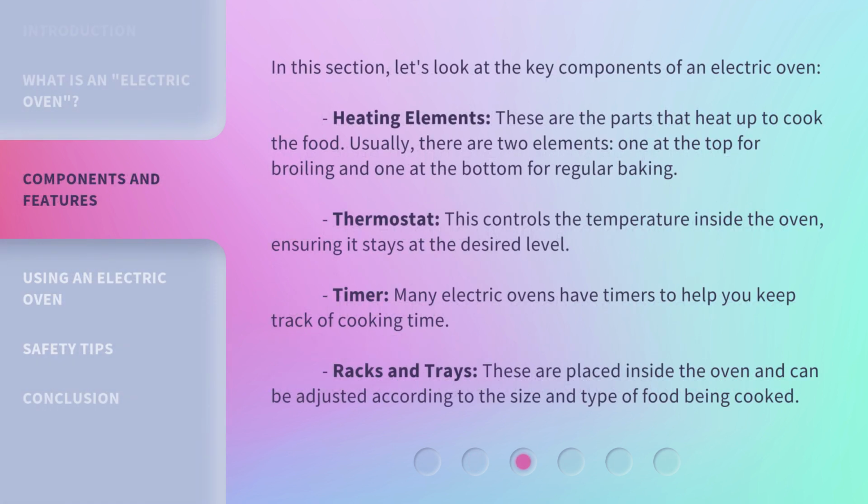In this section, let's look at the key components of an electric oven. Heating elements. These are the parts that heat up to cook the food. Usually, there are two elements, one at the top for broiling and one at the bottom for regular baking. Thermostat. This controls the temperature inside the oven, ensuring it stays at the desired level. Timer. Many electric ovens have timers to help you keep track of cooking time. Racks and trays. These are placed inside the oven and can be adjusted according to the size and type of food being cooked.